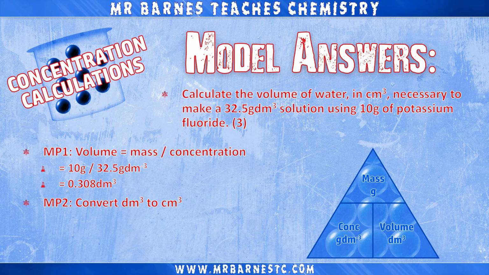To get the second mark, we have to convert back to centimeters cubed, so you need to multiply by 1000, which gives you an answer of 308 decimeters cubed.